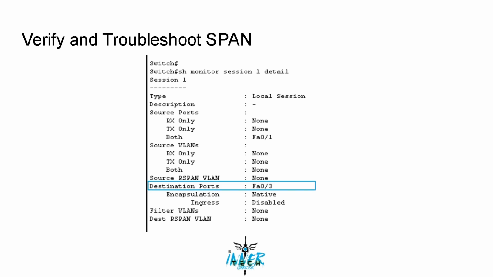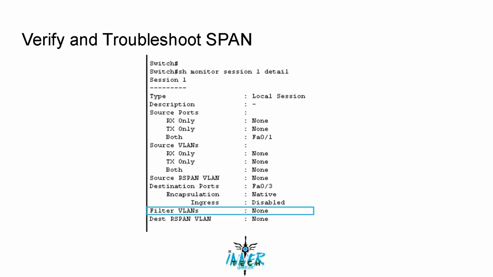Destination ports. This field displays the destination ports where the monitored traffic is being sent. In this case, the monitored traffic is being sent to port Fa0/3. Encapsulation. This field displays the encapsulation type used for the monitored traffic. In this case, the encapsulation type is native, which means that the switch is using the default VLAN tagging behavior for the monitored traffic. Ingress. This field indicates whether ingress traffic, which is traffic entering this destination port, is allowed or not. By default, ingress traffic is disabled to prevent the destination port from allowing traffic into the network.